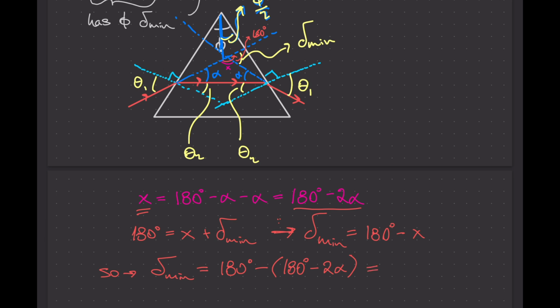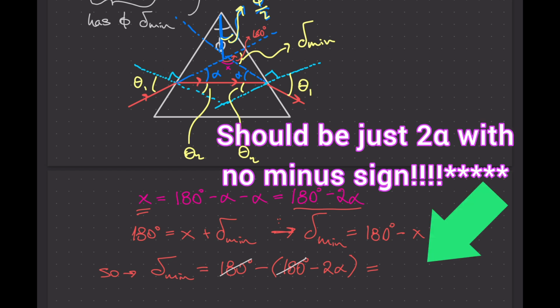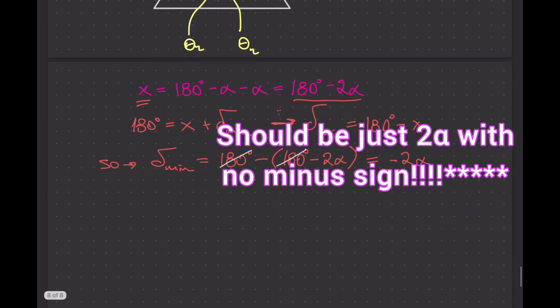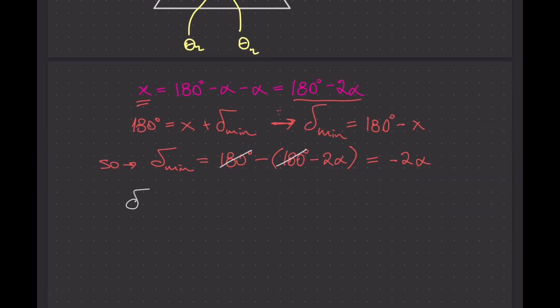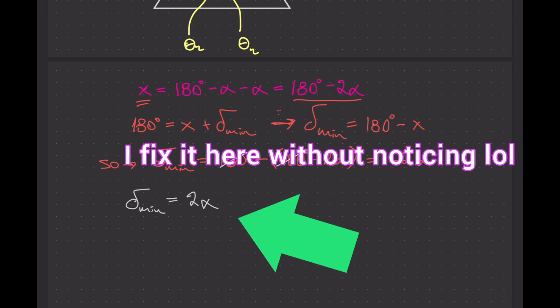So 180 minus 180 actually cancels out. Boom, boom. Wait, does it cancel out? Yeah, I think it does. But then I have 0 minus 2 alpha. So the whole expression here is minus 2 alpha. So I have a new expression for delta min is equal to 2 alpha.